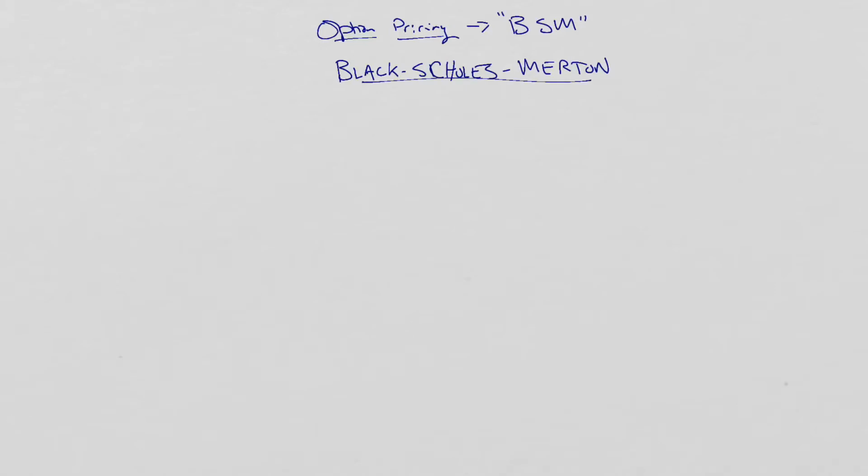Here, we're going to talk about option pricing again, which means figuring out the fair price to pay for an option. And specifically, we're going to use a method for figuring out the fair price to pay for an option. That method is called the Black-Scholes-Merton method, oftentimes just called the Black-Scholes method for pricing options.